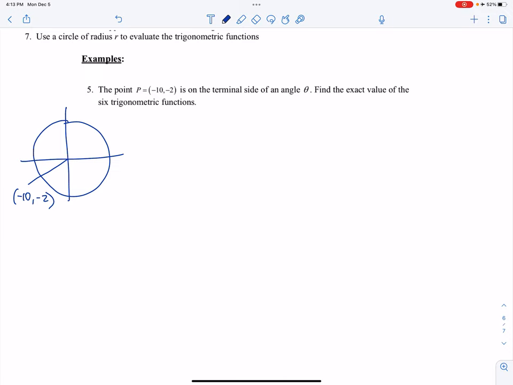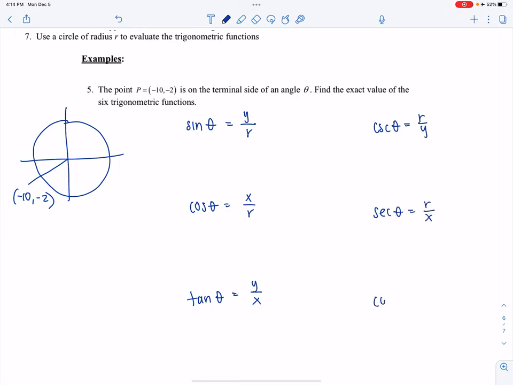So first, let's write out our trig functions. We're looking for sine theta, which is representative, if you've read the chapter, which I'm expecting you already have, y over r, cosine x over r, tangent y over x, and then we also have cosecant r over y, secant r over x, and cotangent x over y.